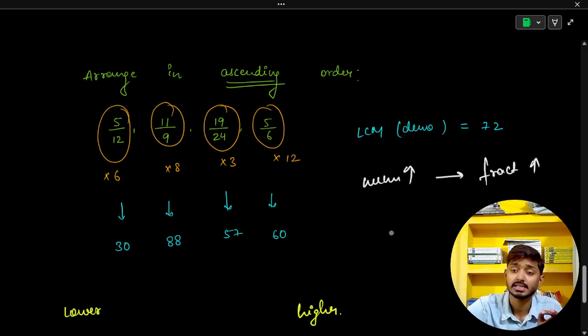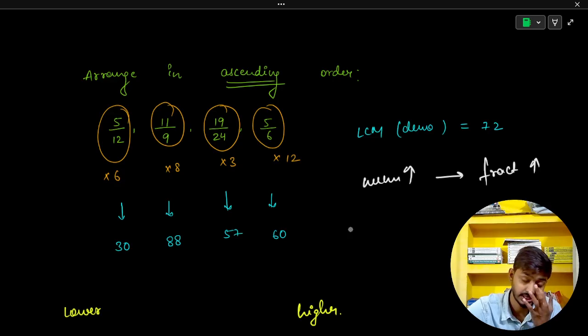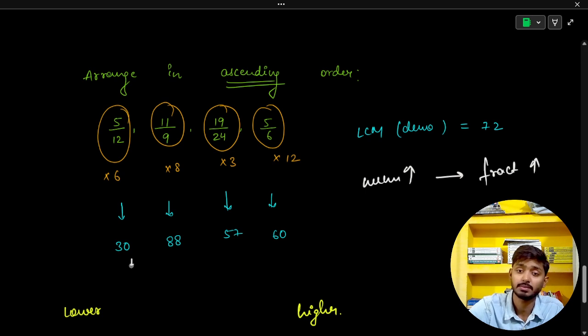Now, since higher the numerator, higher the fraction becomes, we'll start by the lowest of all, that is 30. Let that be first number, then the second would be 57, third would be 60, and fourth would be 88.